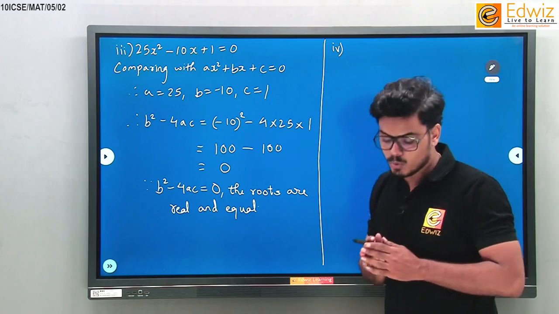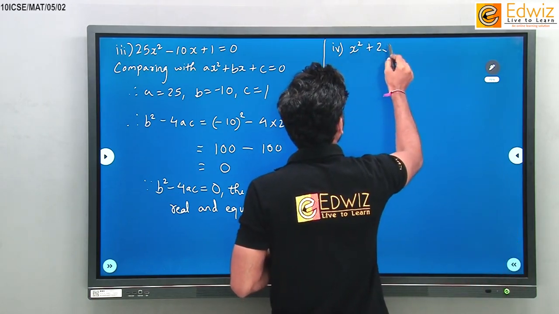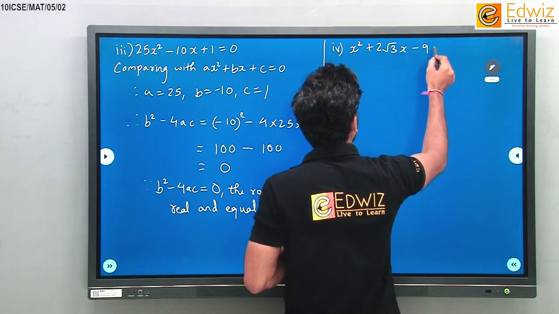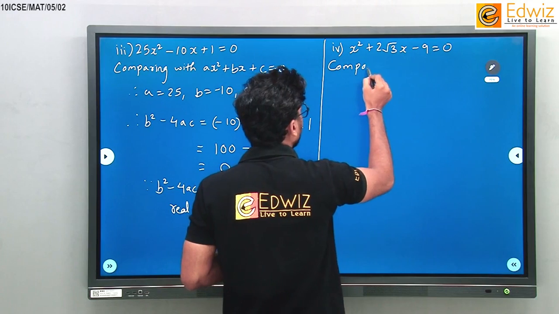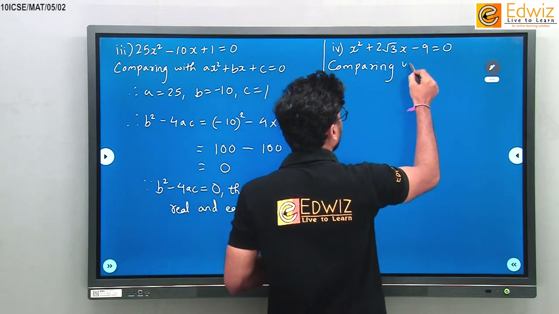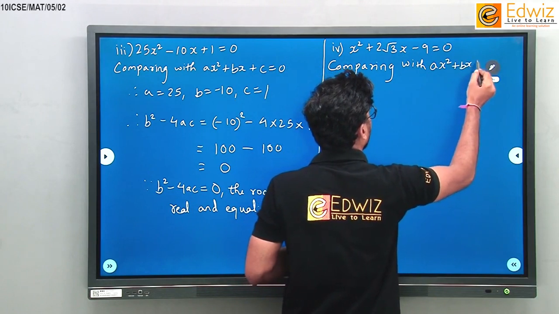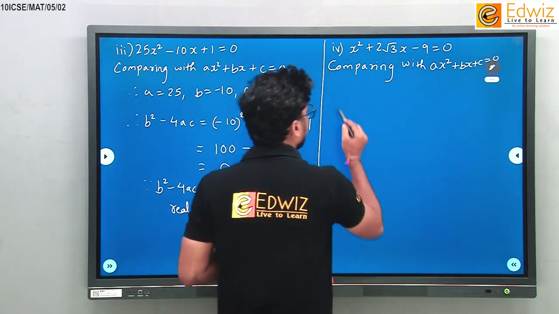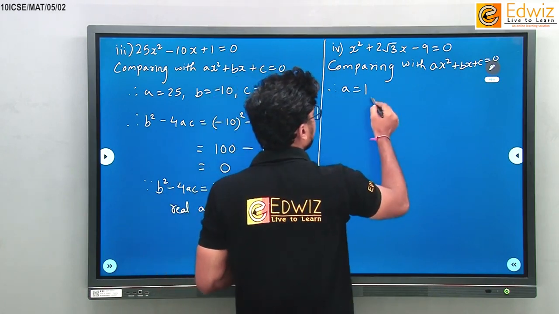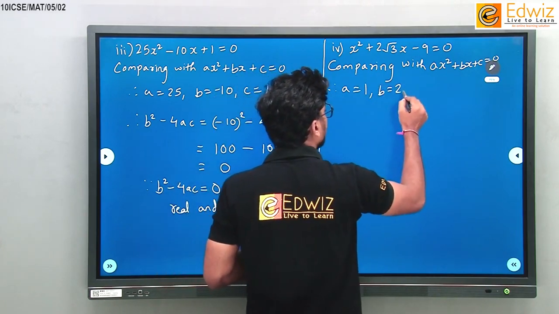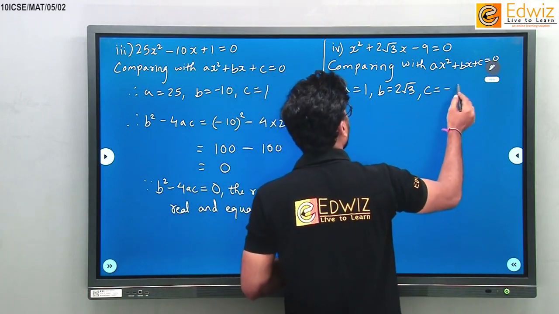x square plus 2 root 3x minus 9 equal to 0. So we have to do it in the same way. First compare with the standard form. Okay, then find out a, b and c. So a is obviously 1, the coefficient of x square. b is 2 root 3, positive hai, isliye as it is. But c is negative 9.